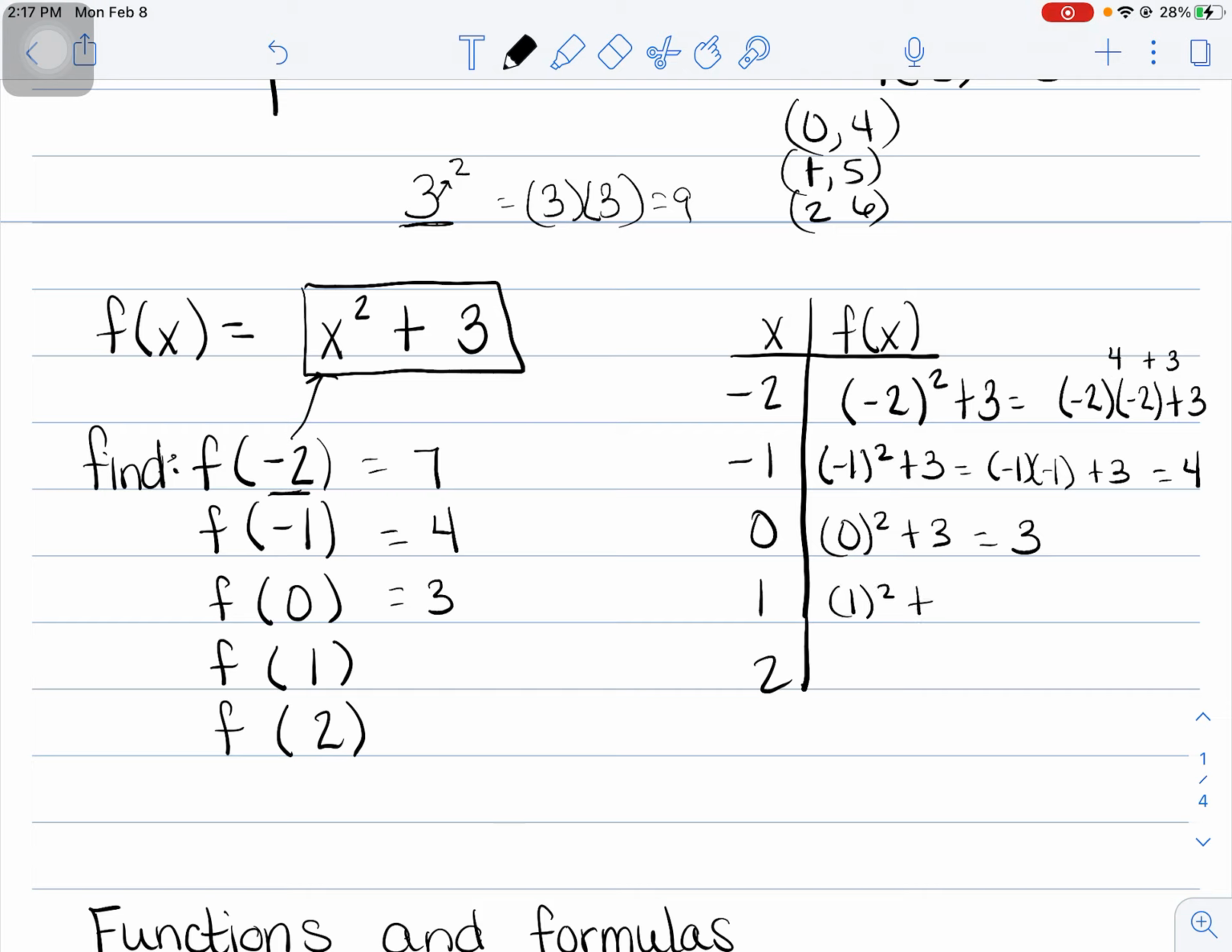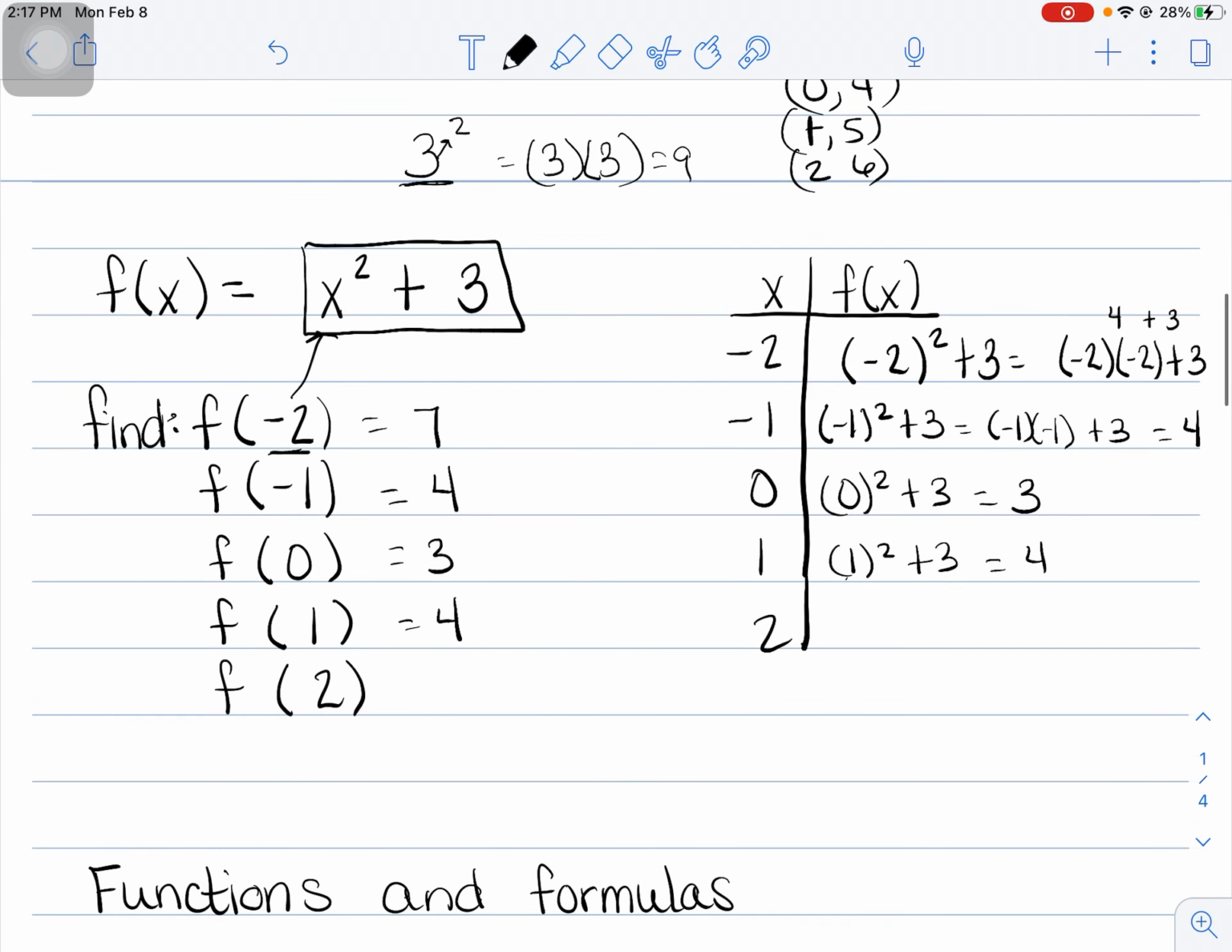1 squared plus 3. 1 times 1, because it's squared, is 1, plus 3 gives me 4. And then when I have 2, it's 2 squared plus 3. 2 times 2 is 4, plus 3 gives me 7. So notice how 7 repeats, but that's an output. That's okay. It can repeat, but my inputs did not repeat and give me something different.